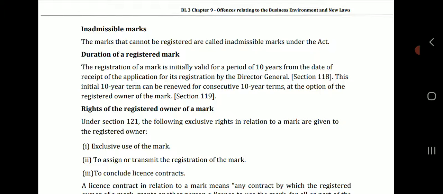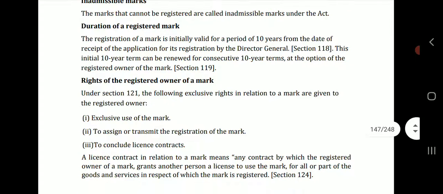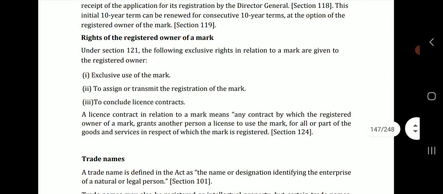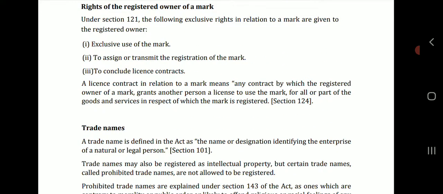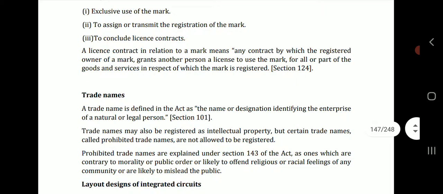The duration is 10 years, easy. You have to renew every 10 years. The rights of the registration owner include exclusive use of the mark. You can use it anywhere for your products, brands, companies, and offices. The owner can assign or transmit the registration of the mark and conclude a license contract. A license contract is any contract by which a registered owner of the mark grants another person a license to use the mark for all or part of the goods and services in respect of which the mark is registered. So contractors and subcontractors can also use the marks until the contract with the company expires. That's how it is.